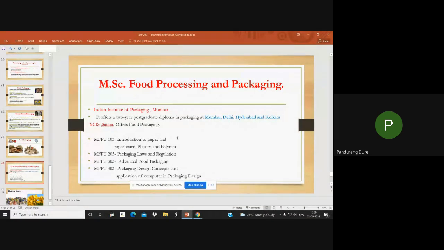Such papers are added in our syllabus: 103, introduction to paper, paperboard, plastic and polymer. Then 203, packaging law and regulation. 303, advanced food packaging. Then 403, packaging design concepts, and the application of computers in packaging design. So this is the scope of packaging.